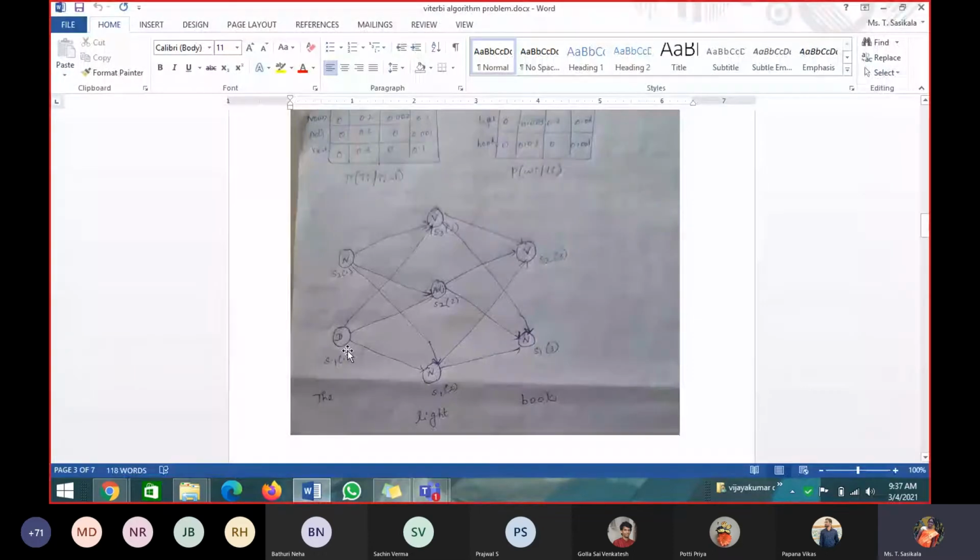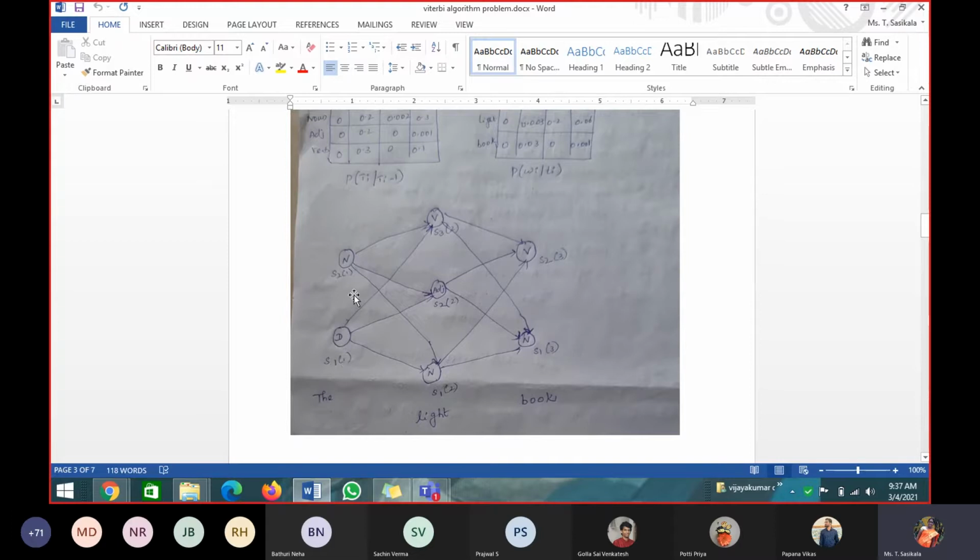See, so the first thing for drawing a diagram, you write the words. After "the", give some space, then "light", give some space, then "book". "The" has two tags, so you will be writing two circles. Inside the circle, you write the possible tags given in the problem. So one is given as determiner, other is given as noun. So I have written. So here, this is the first word. The word should be represented in brackets.